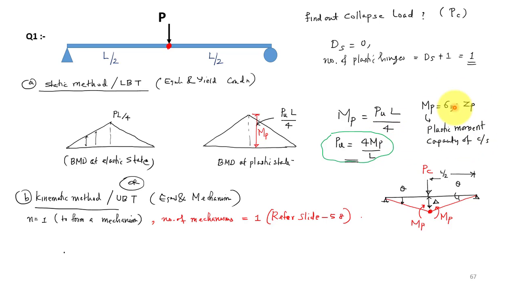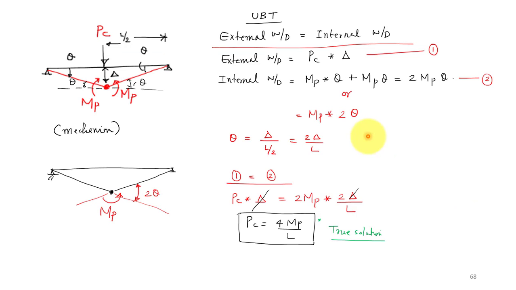In this method you can also see that both these methods give you the same value for the collapse load. That means this is your true solution.